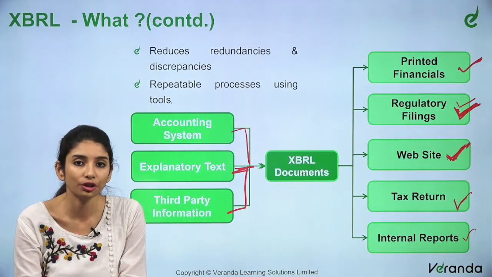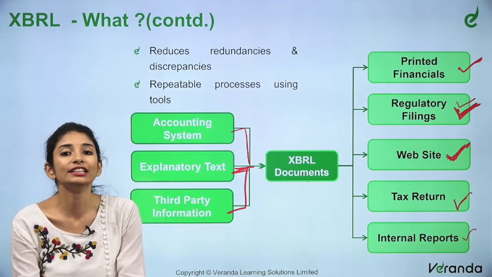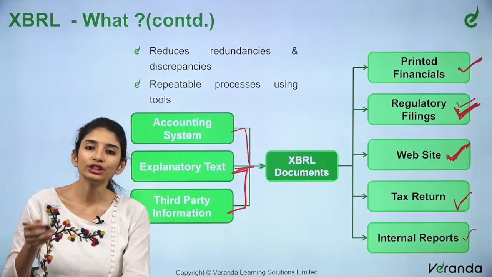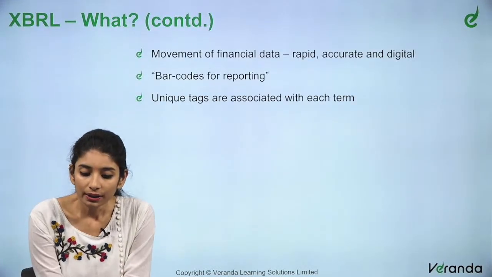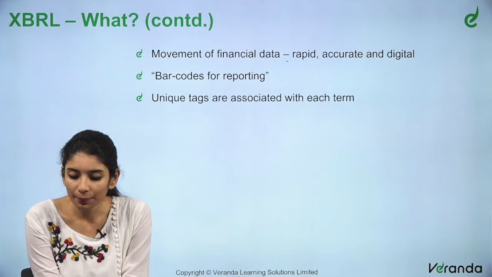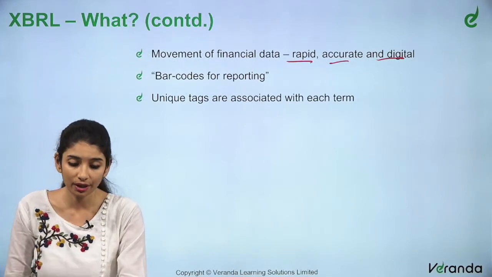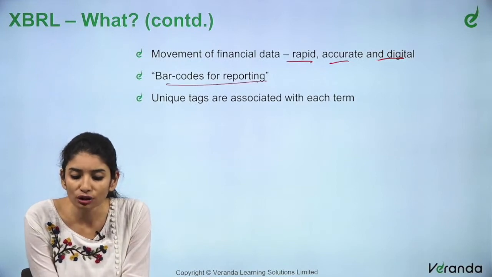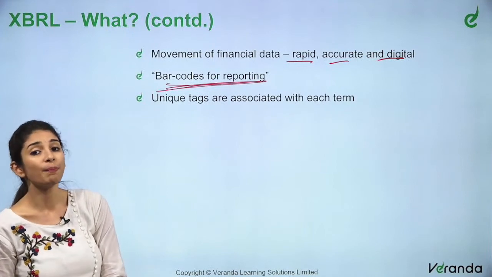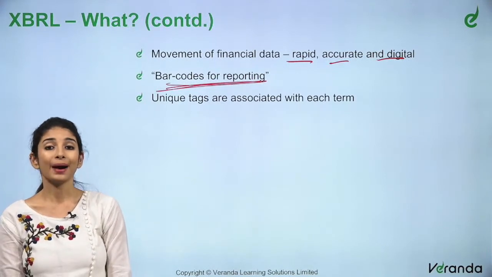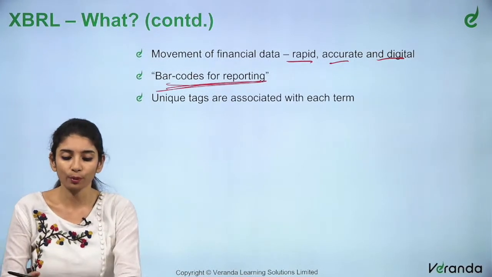Okay. Now here I just wanted you to understand what XBRL is. It's a software that helps in digital reporting of financial information. Movement of financial data will be rapid, accurate and digital, because XBRL is used in almost 60 countries over the world. It is also known as barcodes for reporting. Barcodes means standardized barcodes.